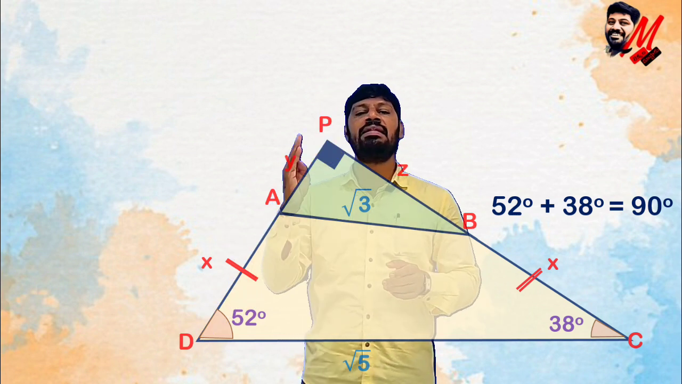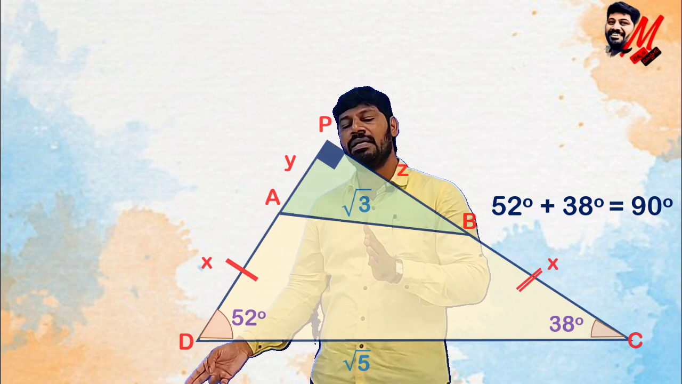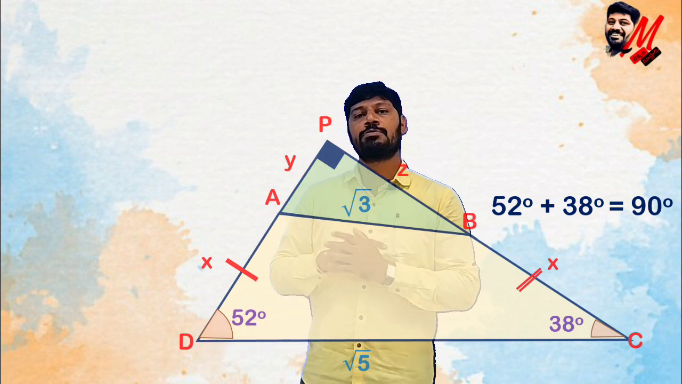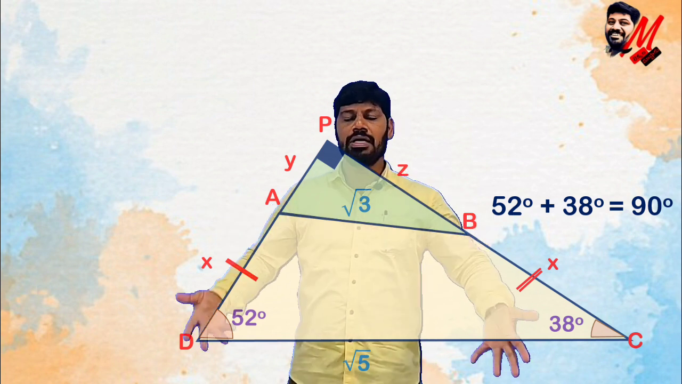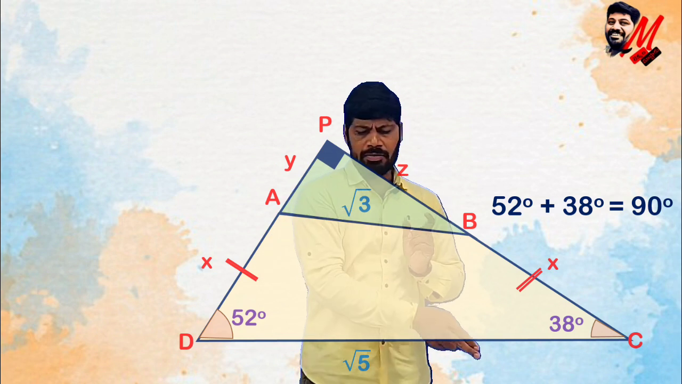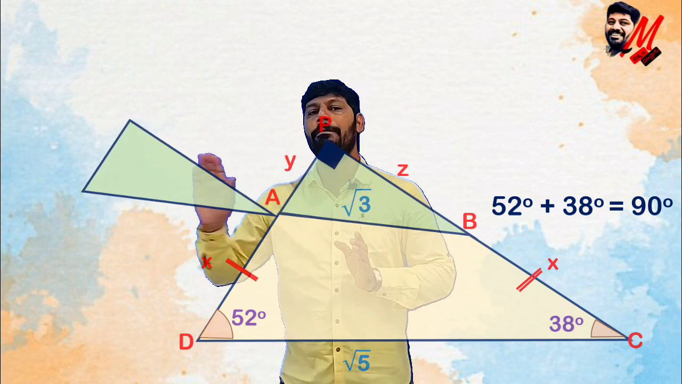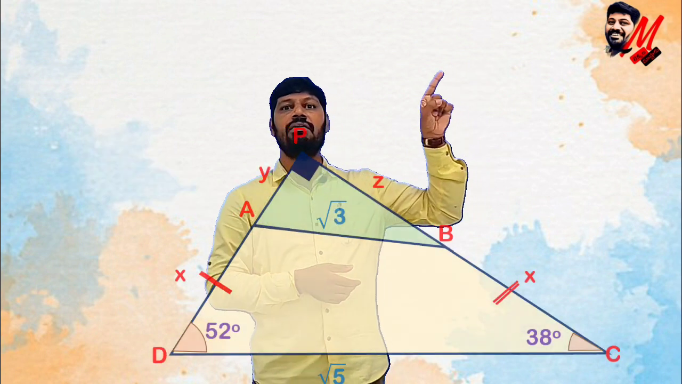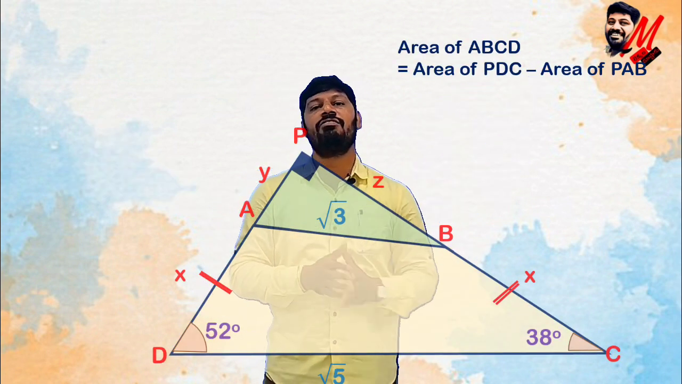Just let us suppose PA length is y and the PB length is z. So definitely this complete length is going to be x plus y and this complete length is going to be x plus z. Now how will you calculate the area of this particular quadrilateral here? Simply you can say from the entire PCD triangle, if I remove PAB triangle, we are going to get the rest of the part which is the required quadrilateral. So first let me write area of ABCD is equal to area of PCD minus area of PAB.